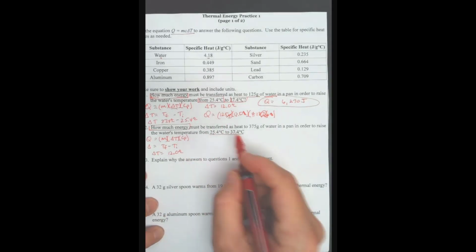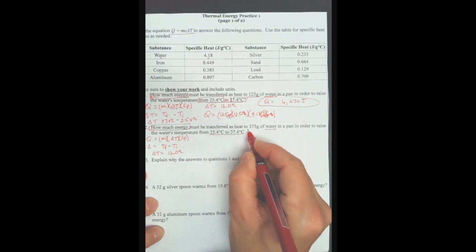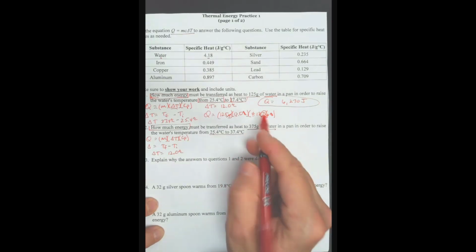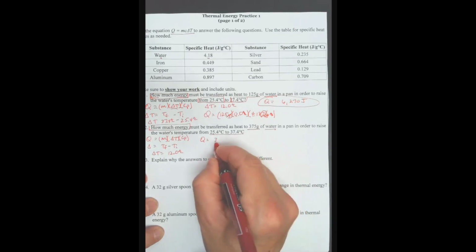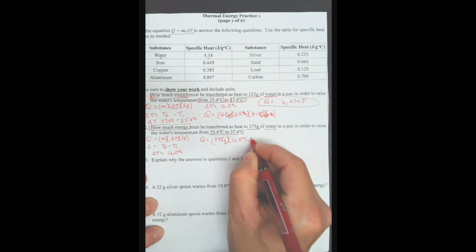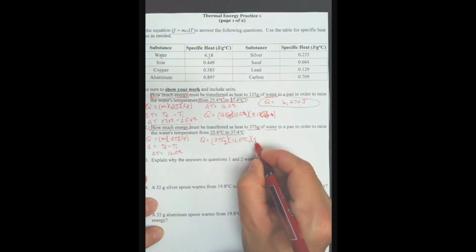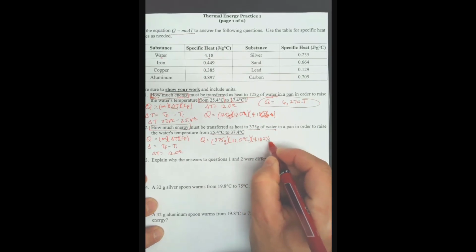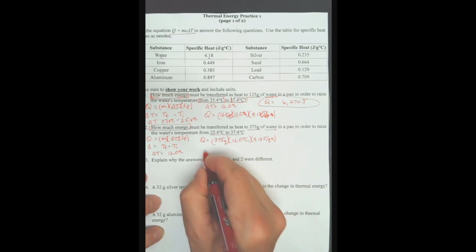And now I can go ahead and look at the same information. I'm still dealing with water. This time, though, I'm dealing with 375 grams of water instead of 125 grams of water. So let's go ahead and solve for this. So Q equals mass, which is 375 grams, times 12.0 degrees Celsius, times, again, we are dealing with water, so the specific heat of water is 4.18 joules over grams degrees Celsius, because that's that fun unit for specific heat. And now, I can just go ahead and plug that in.